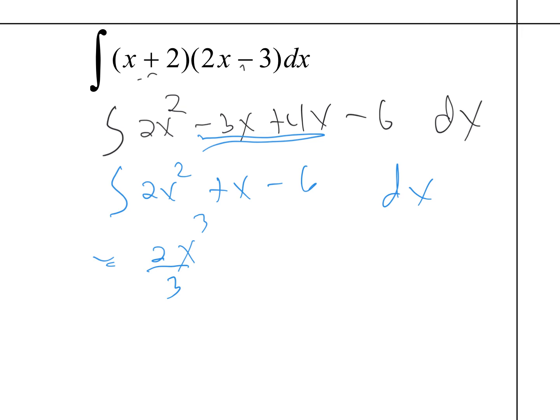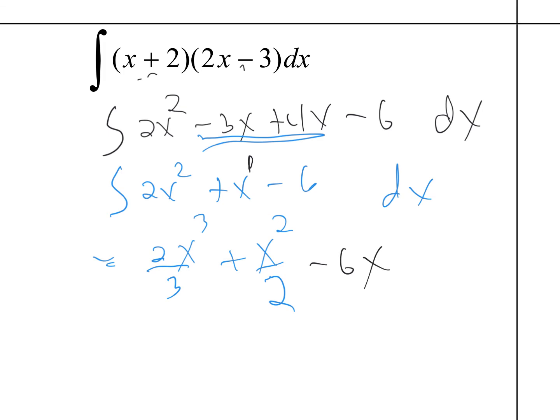I'm confused. Me too. X squared over two. Oh, yeah, you're right. Wait, what? I'm getting it now. Oh, okay, I get you. Because there's an invisible 1 power. Minus 6x.